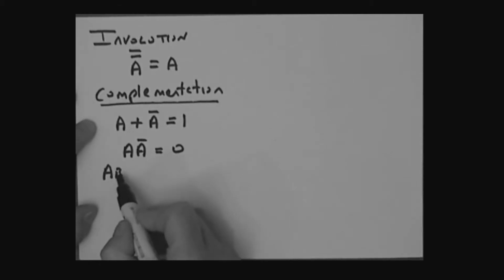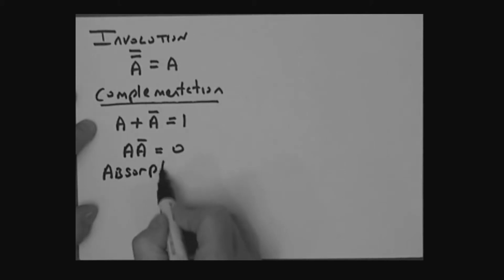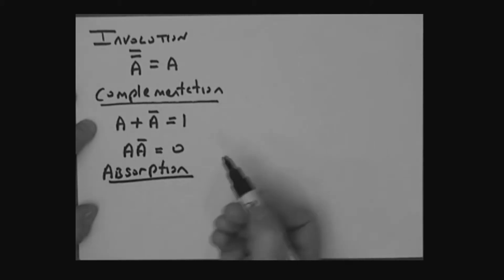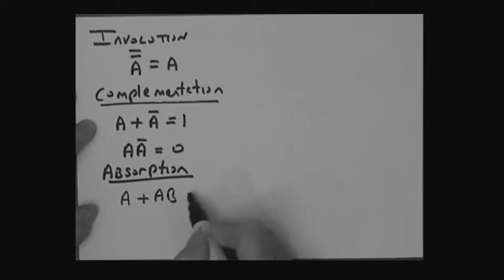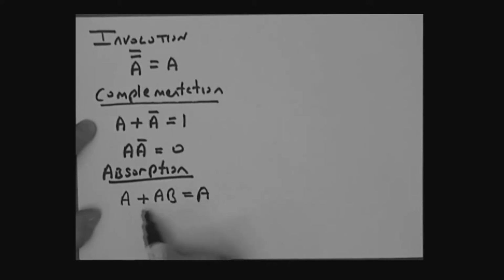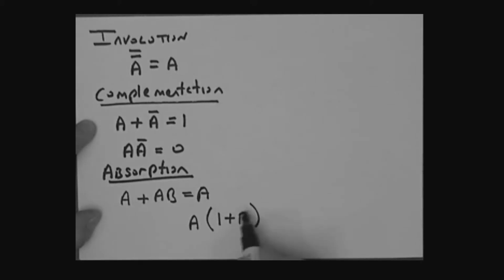This is called absorption. What is this stating? This is really stating that A or AB is equal to A. You could sort of prove this in the following way, a little bit like factoring. You can factor out the A. What are you left with? A into 1 or B. 1 or anything, doesn't matter what B is, is simply going to be 1, isn't it? And so that is equal to A.